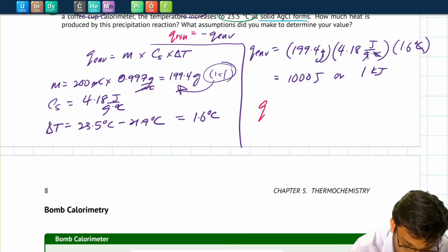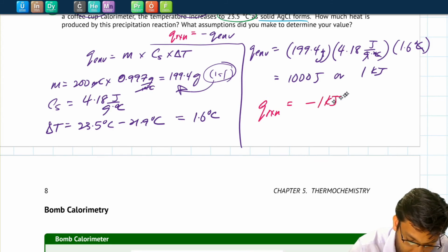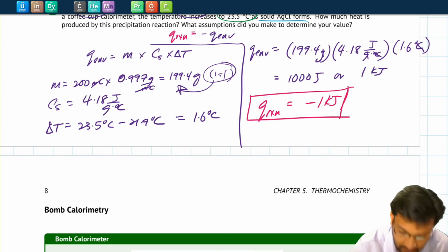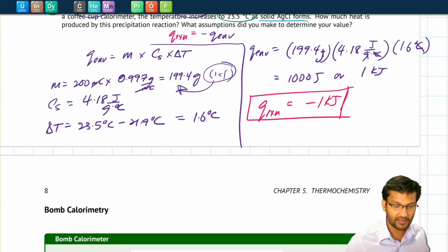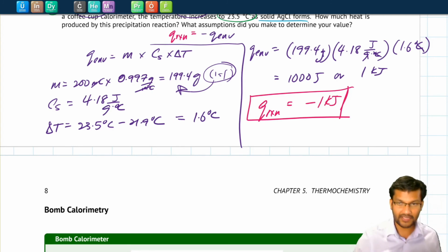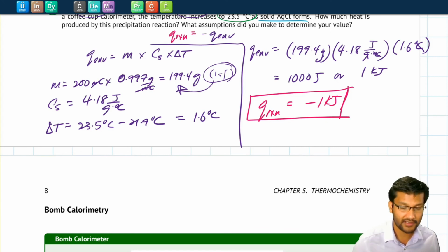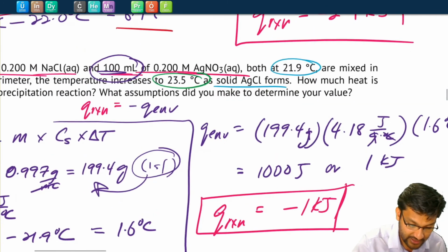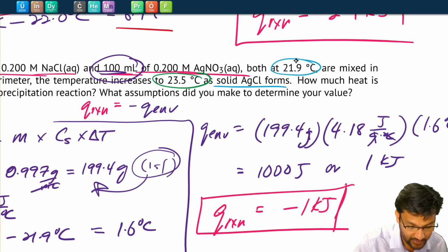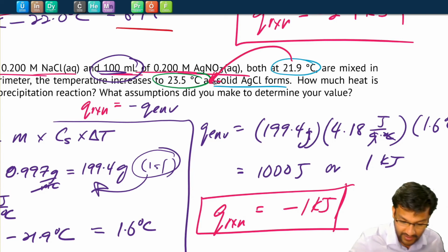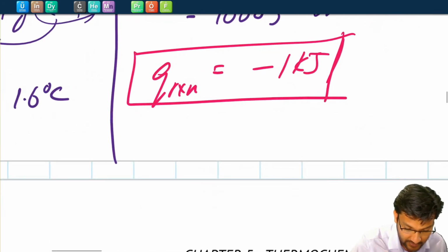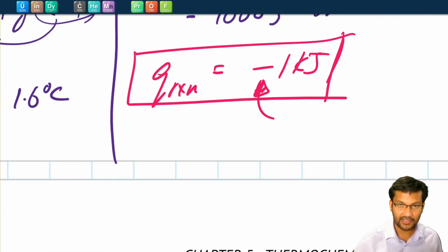And so the Q for the reaction, the heat from the reaction, is negative 1 kilojoule. Note that if the heat from the reaction is negative, it means the reaction lost heat, which makes sense. The reaction lost heat, the heat was gained by the water, and so the water temperature increased from 21.9 degrees to 23.5. So the sign is very important. Negative means something lost heat, positive means something gained heat.